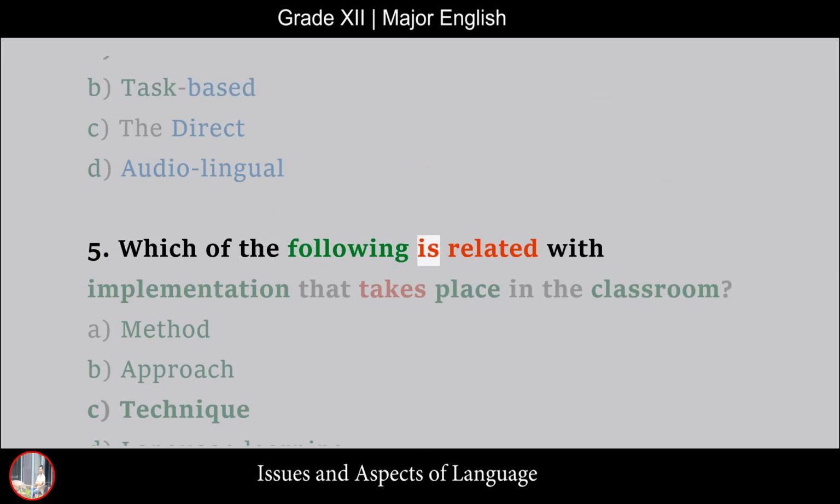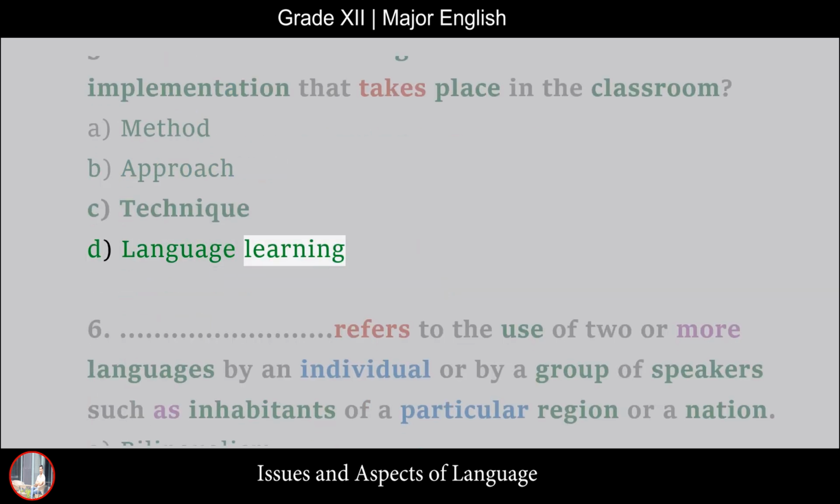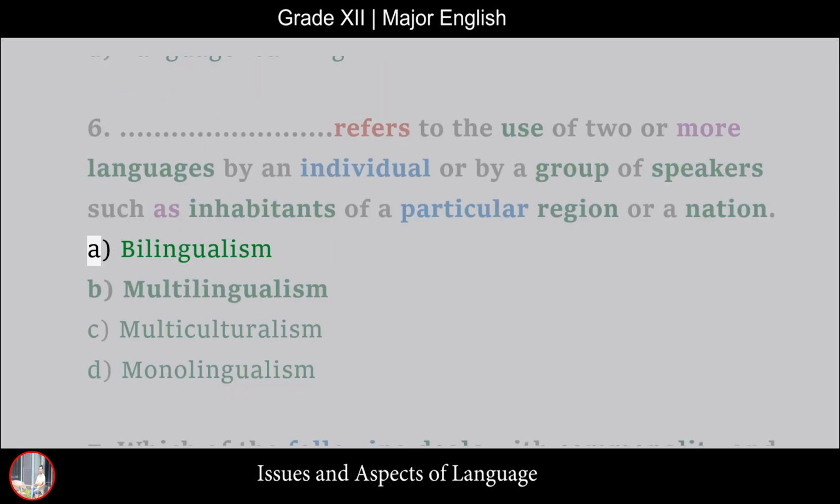5. Which of the following is related with implementation that takes place in the classroom? A. Method. B. Approach. C. Technique. D. Language learning. 6. Refers to the use of 2 or more languages by an individual or by a group of speakers such as inhabitants of a particular region or a nation. A. Bilingualism. B. Multilingualism.